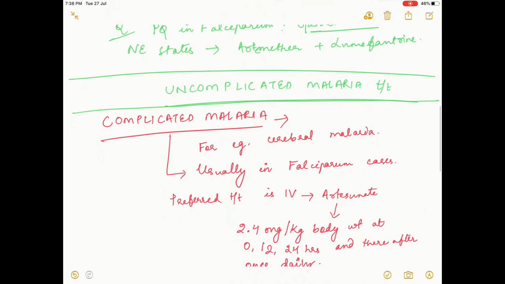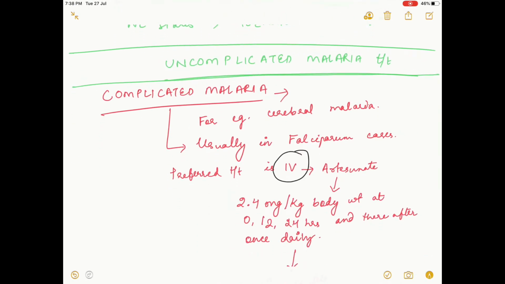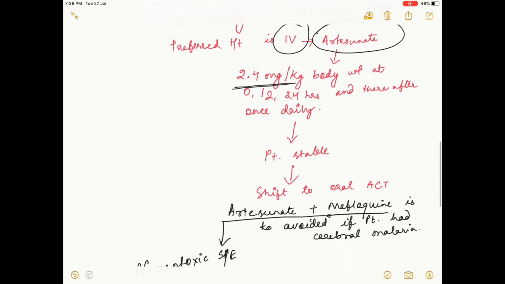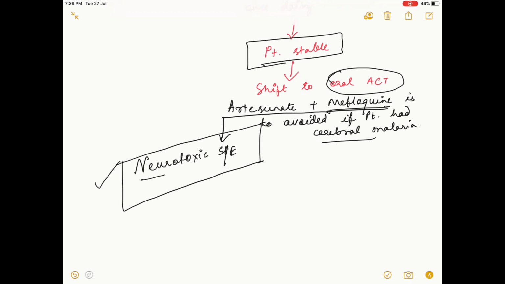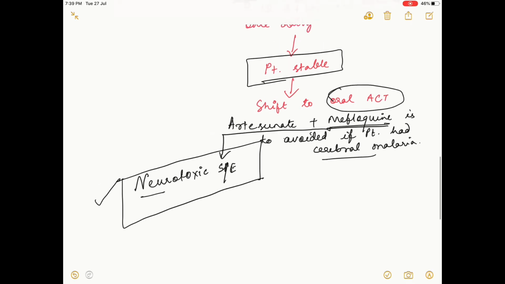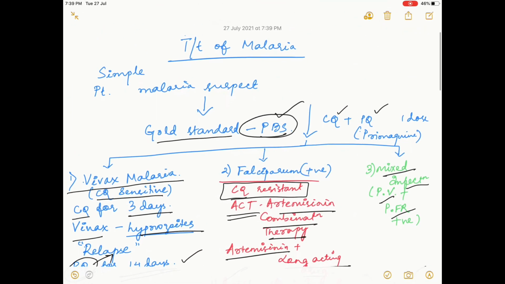Now coming to the complicated malaria, the treatment is usually IV and artesunate is given at a dose of 2.4 mg per kg. Then when the patient is stable, we can shift to the oral artemisinin combination therapy. And which ACT should not be given if the patient has cerebral malaria? Artesunate plus mefloquine should not be given, because mefloquine has neurotoxic side effects. So this is all about treatment of malaria in a nutshell. Thank you.